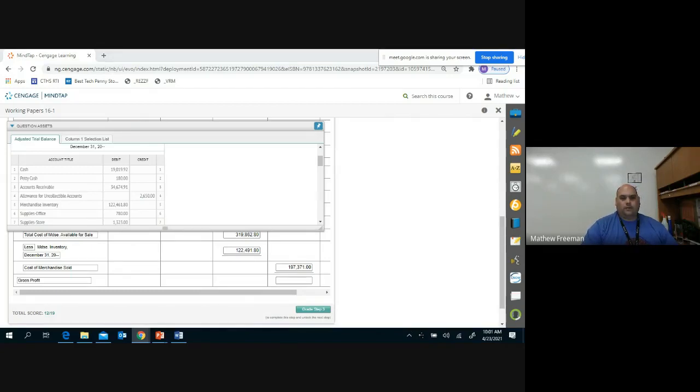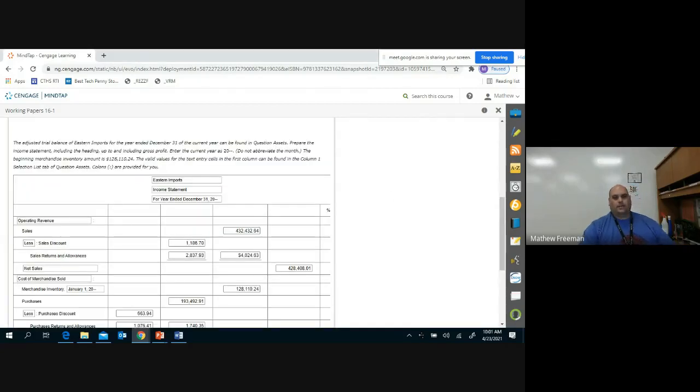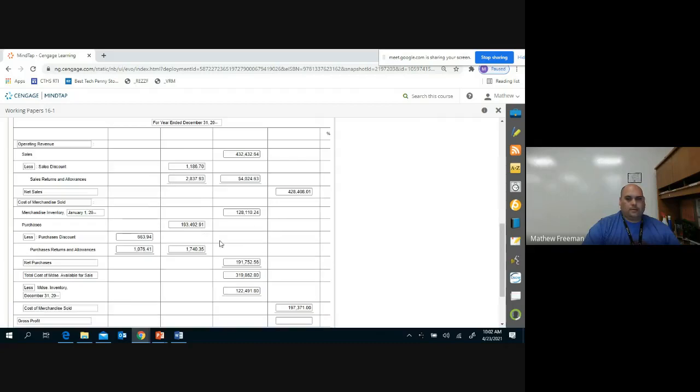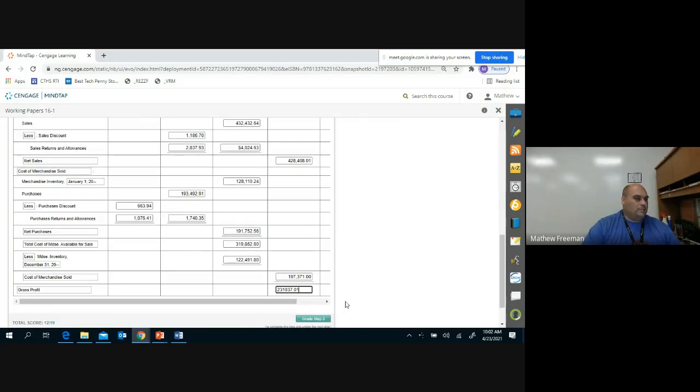And to get gross profit, what do we do? We subtract. We just take the difference between this value and this value, and that gives us $231,037.01 if I did all my calculations correct.